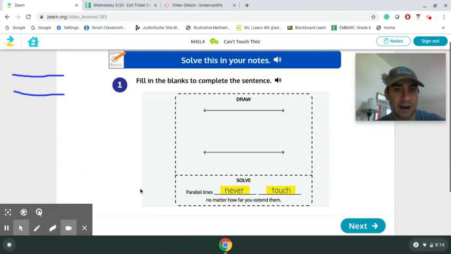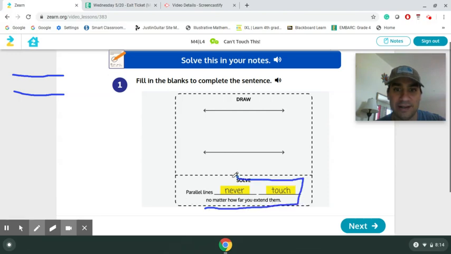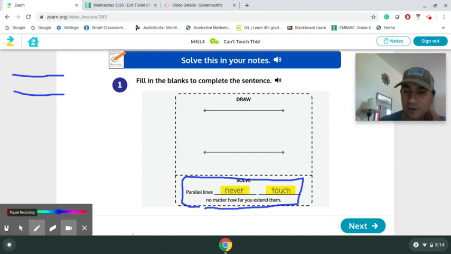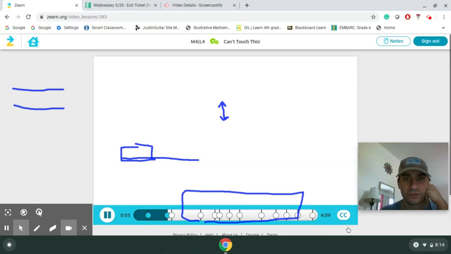I want you to write this down in your notes. Parallel lines never touch no matter how far you extend them. Write that down. You're going to need that for your exit ticket. You might want to pause the video while you're writing now. All right, y'all. Let's move forward.